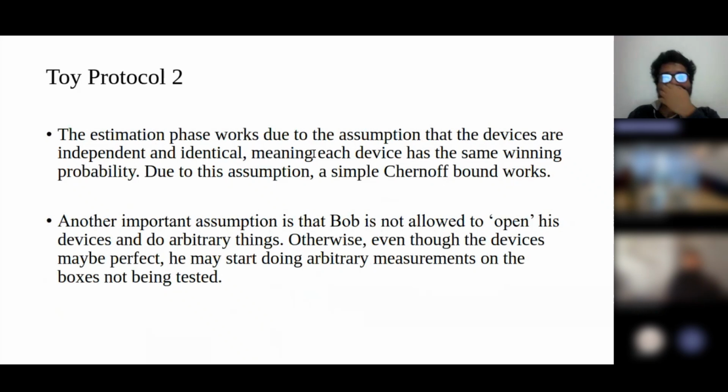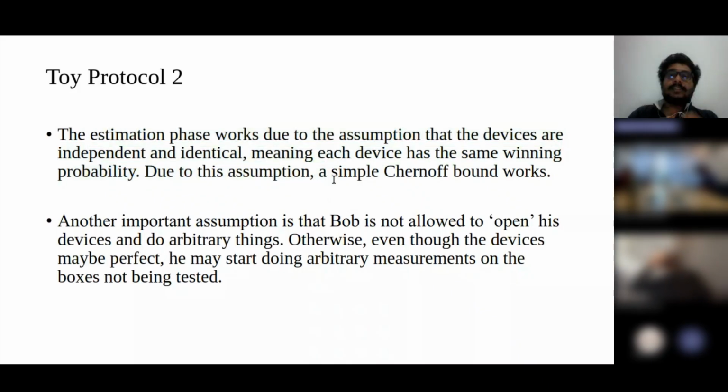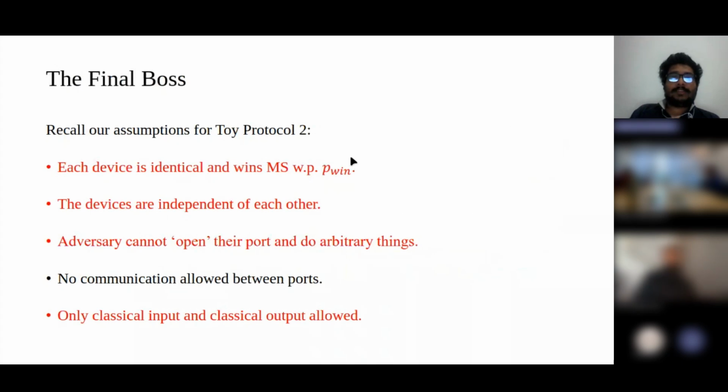Okay, so that was actually a very good question because it highlights this point that this estimation and this strategy only works because we made the assumption that each of the devices are independent and completely identical. This is called the IID assumption. Another assumption, which was also pointed out by Atul indirectly, is that Bob is really not allowed to open the boxes. He might have prepared the boxes, but after preparation, he's not allowed to open the boxes and do arbitrary things. Okay, so we saw two toy protocols.